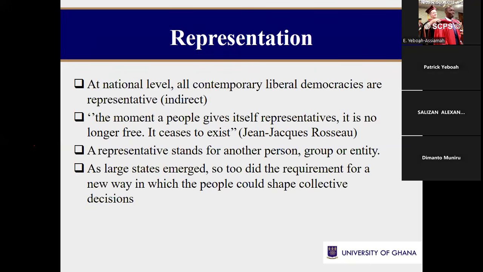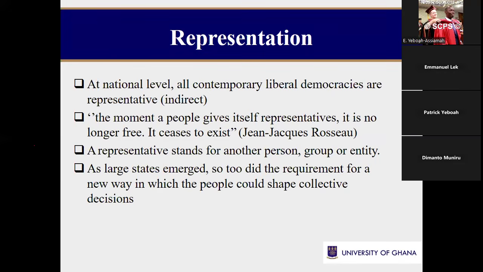Now, the other type of democracy is representation. In contemporary times, at the national level, all liberal democracies are representative in nature. You cannot take all the people to one stadium to make decisions. We cannot all meet under one tree and make decisions. Is it possible for over 34 million people to stay somewhere making decisions? How will we even reach a common agreement? So at national level, all contemporary liberal democracies are representative.